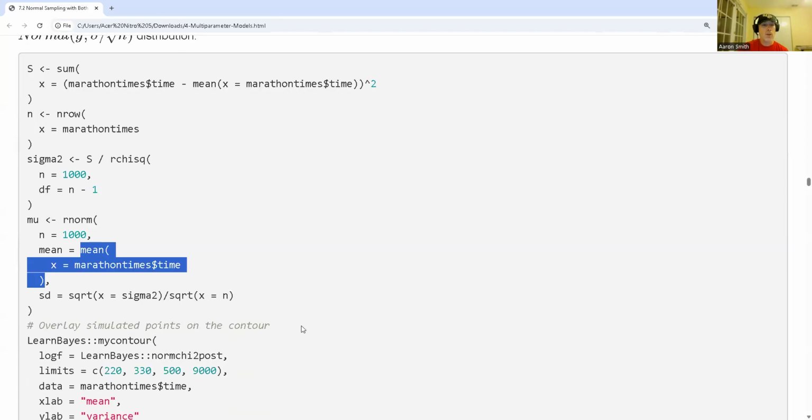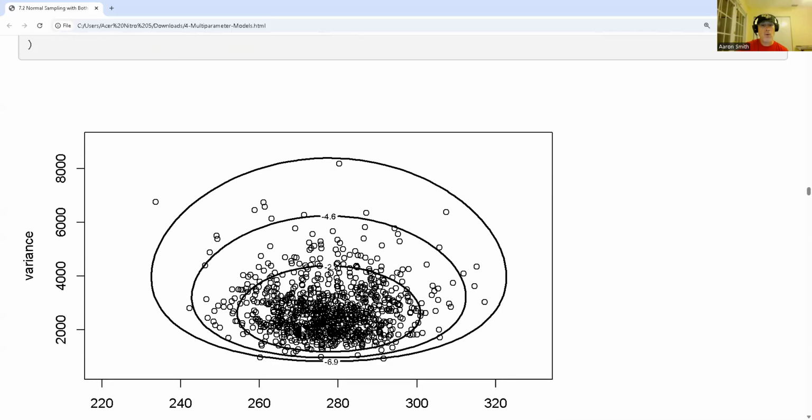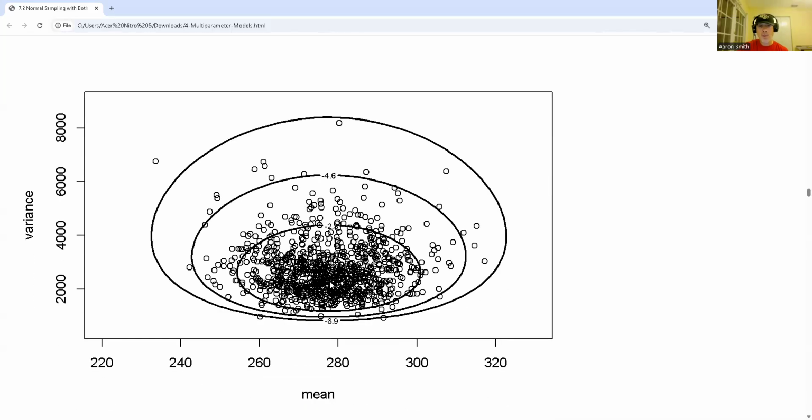Let's go ahead and overlay those points on there. All right, so now you'll notice that at the peak that I was talking about, that's where we see the densest part of the dots. That's where most of them are. And we can see the density of the dots decrease as the contours go downhill.